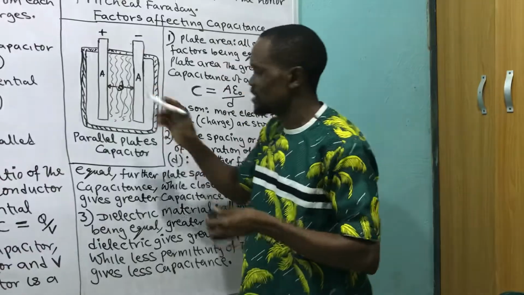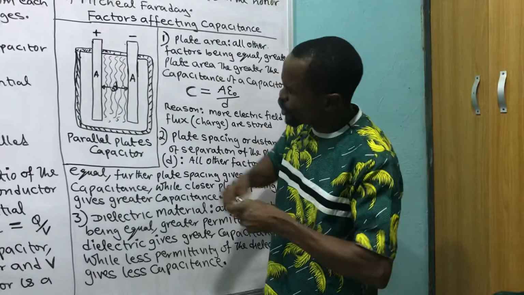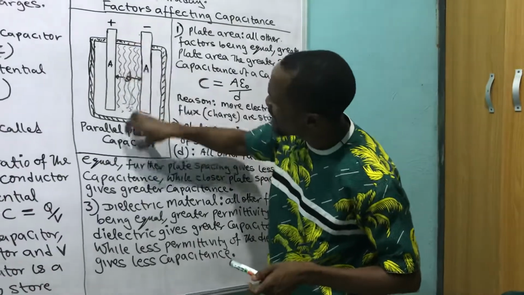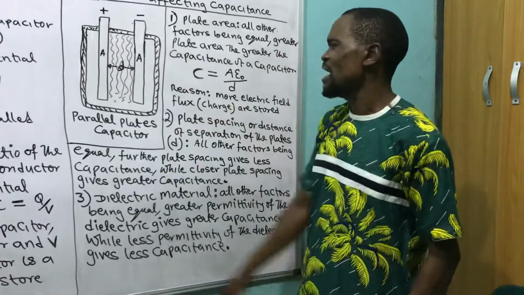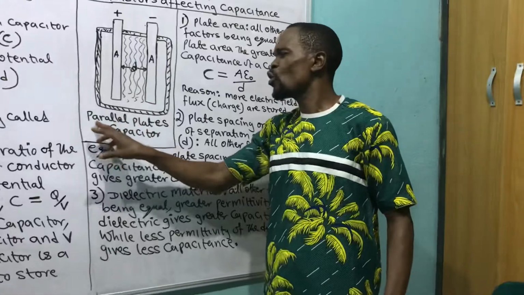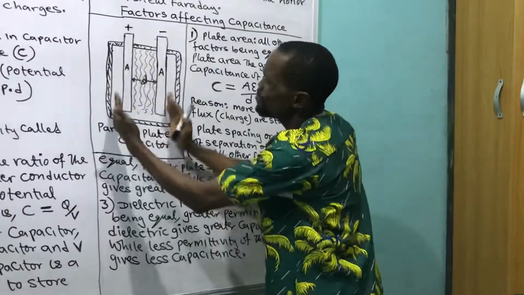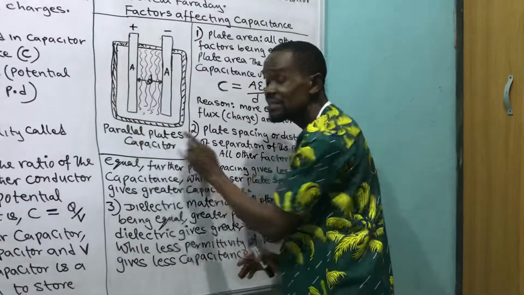And if you look at that plate, you see this is what we call dielectric in between the plates. And this capacitor is what we call a parallel plate capacitor. You look at the plates, they are parallel. Parallel plate capacitor.